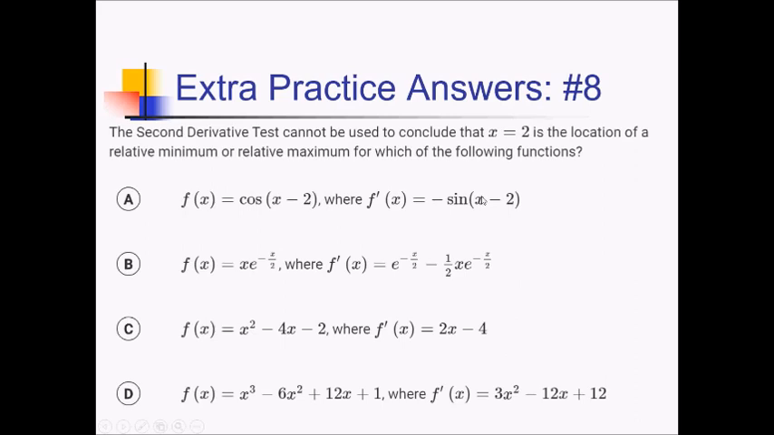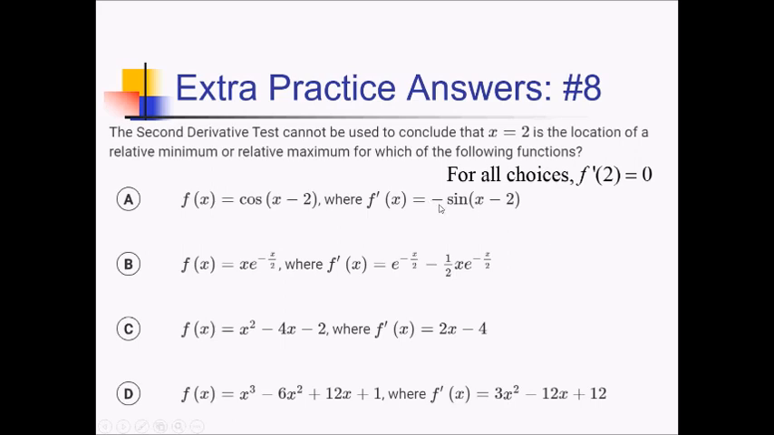If I plug into here, sine of 0 is 0, so that works out. If I plug into this one, we've got e to the negative 1 minus, let's see, the 1/2 and the 2 cancel, so it's really just minus e to the negative 1 again. That comes out to 0. Down here, 2 times 2 minus 4 is 0. And here we have 3 times 4, which is 12, minus 24 is negative 12, plus 12 is 0. So for all of these, f prime of 2 does equal 0. So let's move on then to the second derivative.